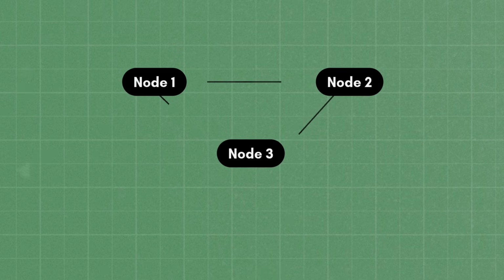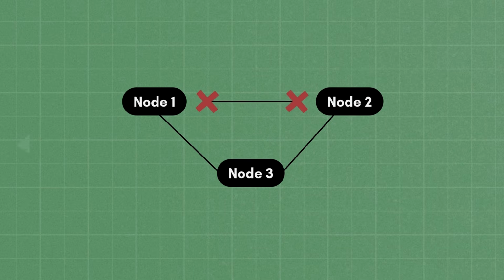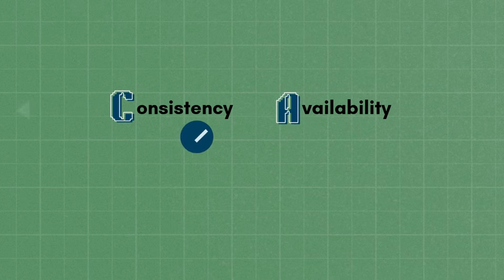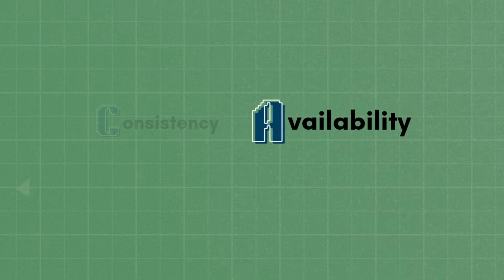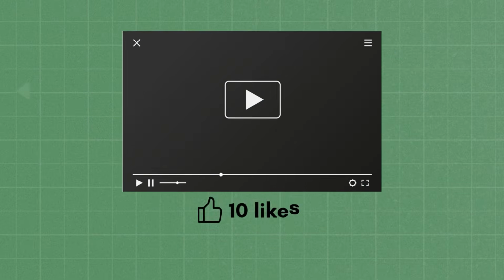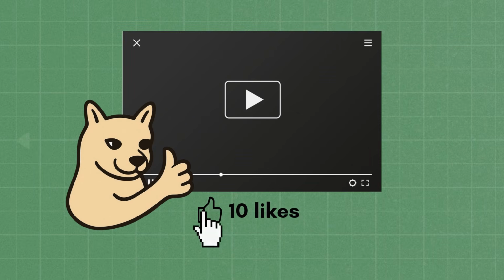In real-world distributed databases, network failures are unavoidable, so partition tolerance is essentially required, which means systems usually trade off between consistency and availability. Let's see an example. Let's say a video currently has 10 likes. User A clicks the like button, so the like count becomes 11.